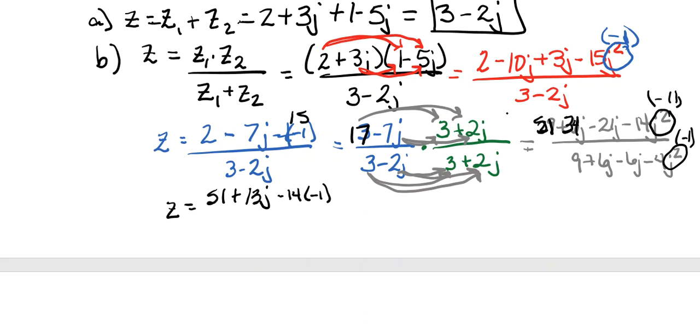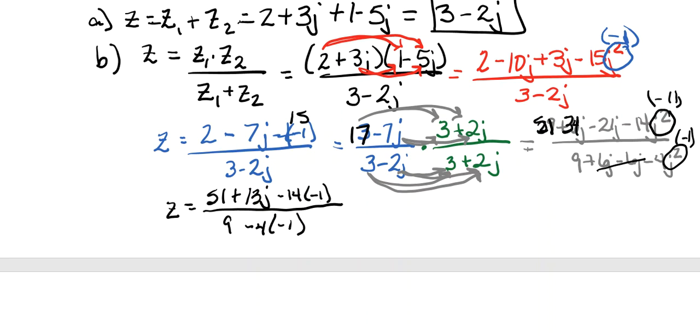Okay, so I've got that piece fixed now. Minus 14 times negative 1. Okay, and nothing on the bottom got messed up. So I still have 9. Now the negative 6j and the positive 6j cancel, which is kind of the whole point of why we do the conjugate.